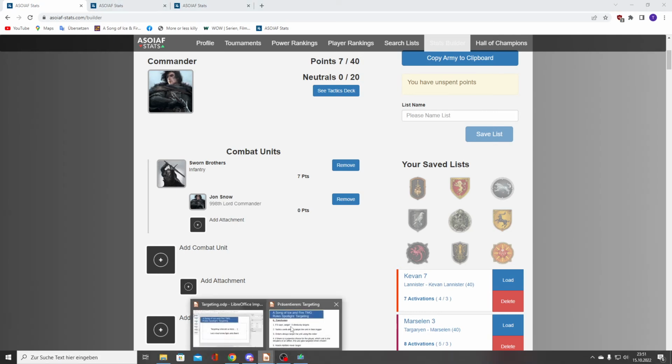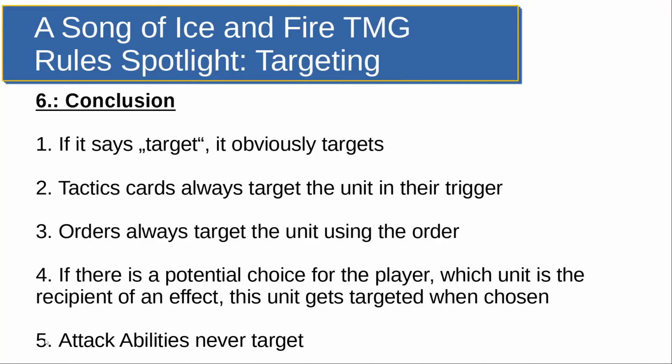And our last rule basically is attack abilities never target. As I said, we have the ruling for Expert Duelist. There is a ruling for Swift Strike in the forums as well, which makes it a bit clearer again that attack abilities don't target. And I can link this in the comments or in the description as well.